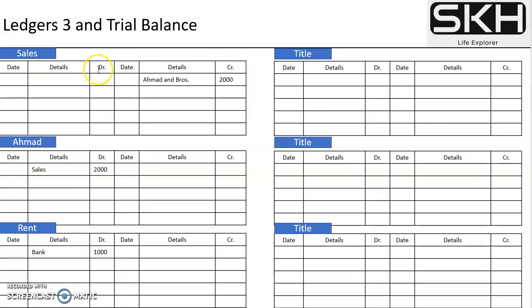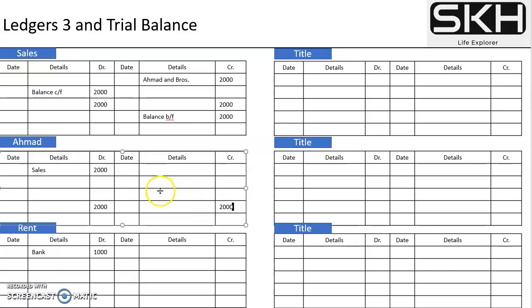So we have three more accounts to balance. 2000 and this is 2000 and this will become balance CF 2000 and it will become balance BF 2000. And then we have Ahmed's account. So again, the total is 2000. So this 2000 should be on both sides. So it will become balance CF 2000 and it will become balance BF 2000.